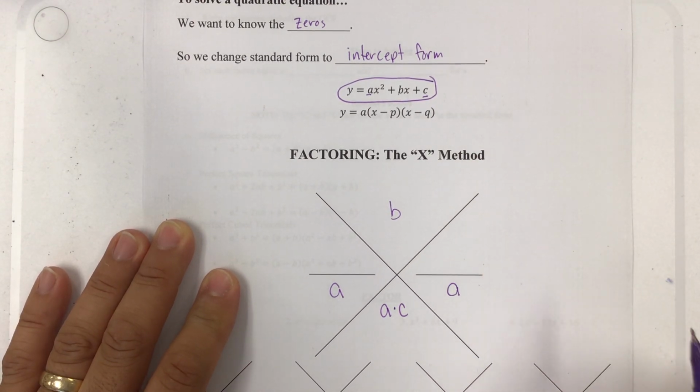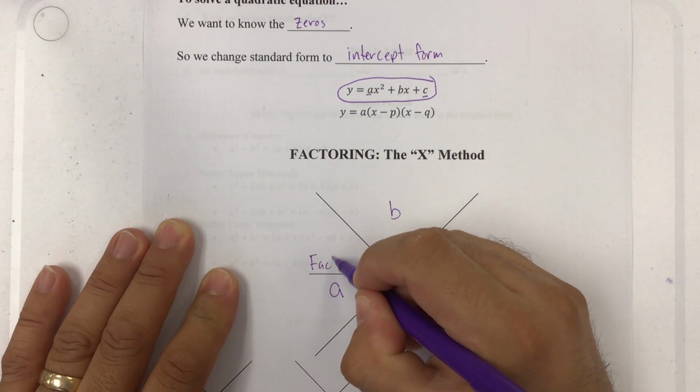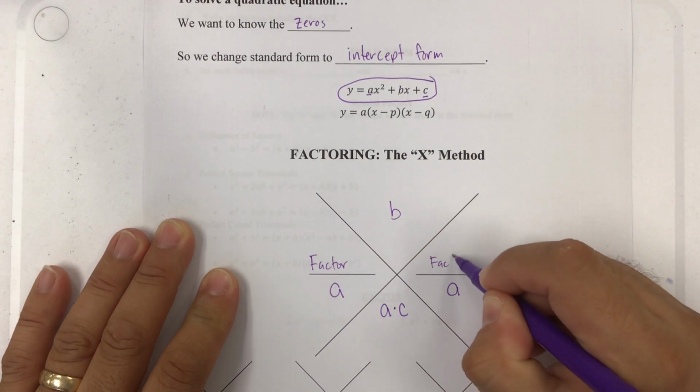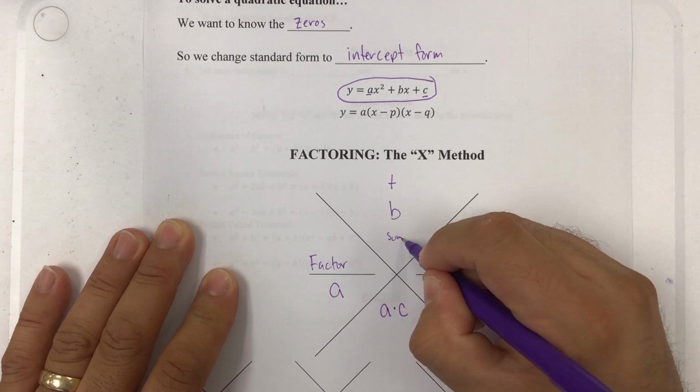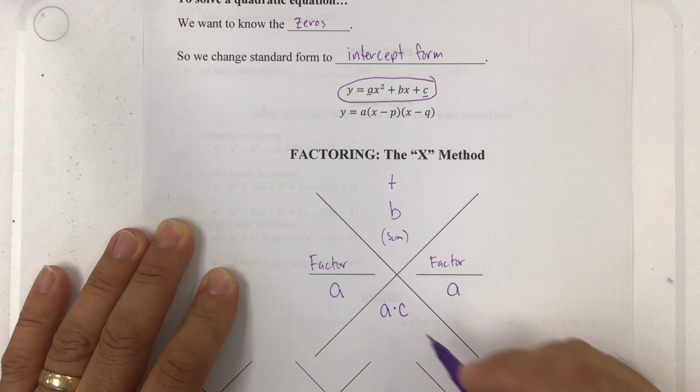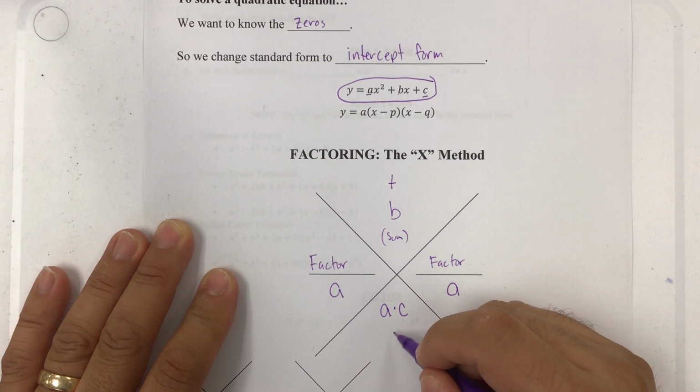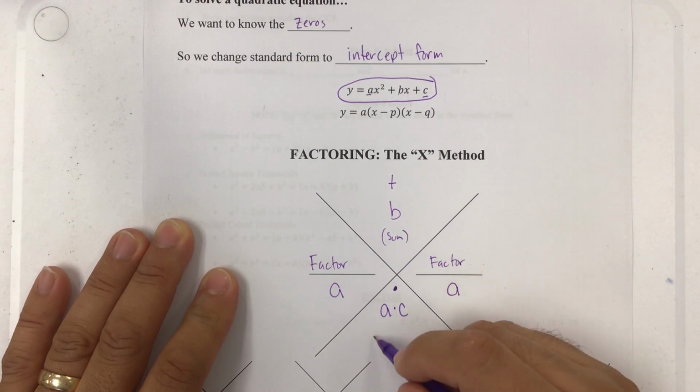And then you have to come up with two numbers, and we're going to call these factors. And these two numbers, they need to be able to add to b, so it's like a sum. And they have to be able to multiply to AC, which is a product.